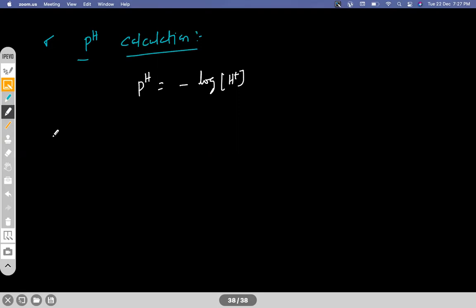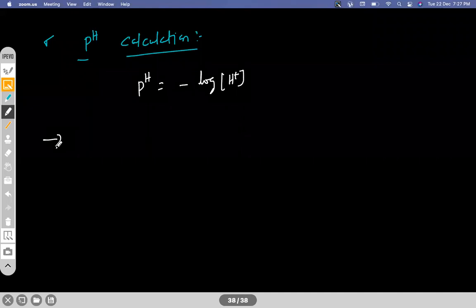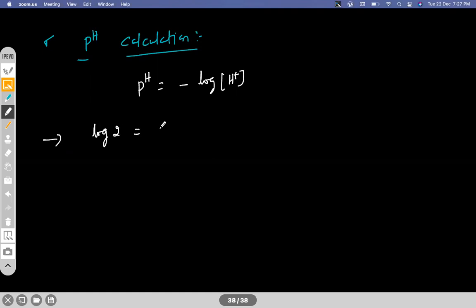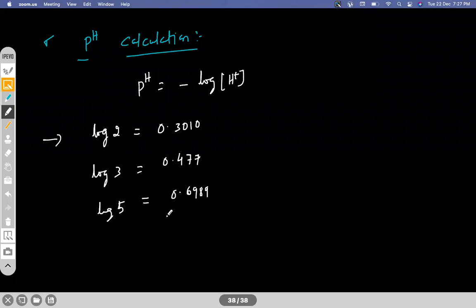Okay. So for pH value calculation, some log values you must memorize. Sometimes in the exam, they won't give you log values. So a few log values you should know. For example, we have log 2. Log 2 value is 0.30 approximately. We'll take the exact value as this. I'll write down the exact value first. 0.477, log 5. Log 5 is 0.6989. Log 2, 3, 5, you must remember.